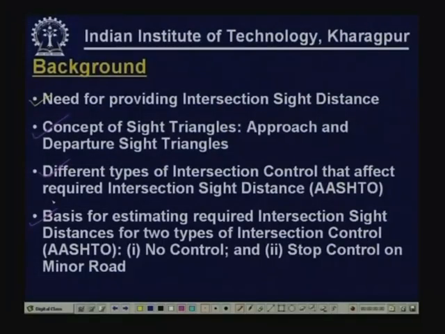We also discussed the basis for estimating the required intersection side distance for two particular types of intersection control, namely no control and stop control on minor road. So, we have seen what the basis should be for estimating intersection side distance for these two types of intersection control.